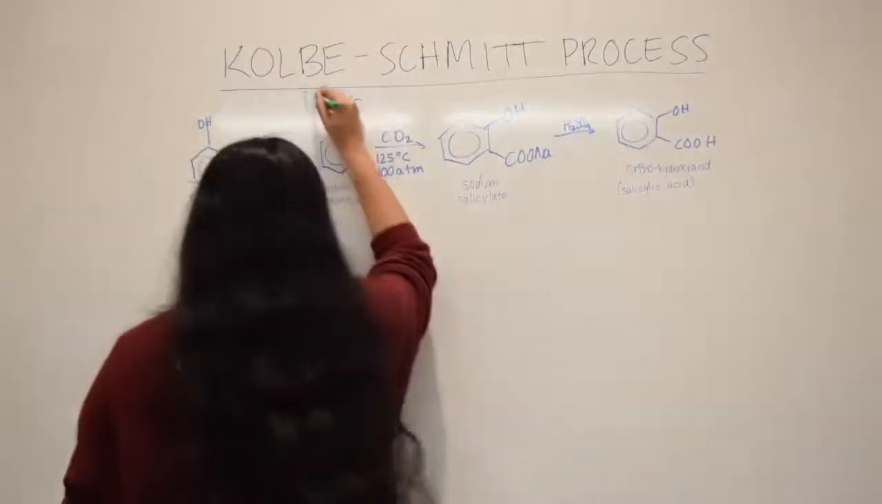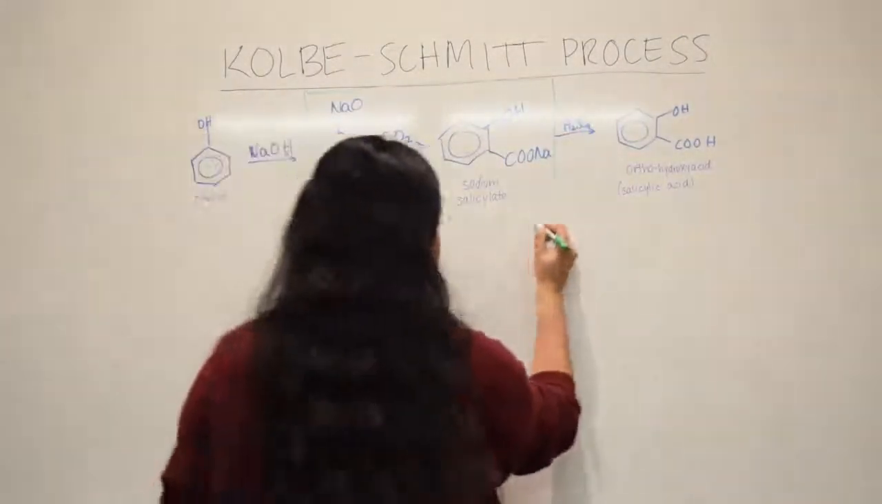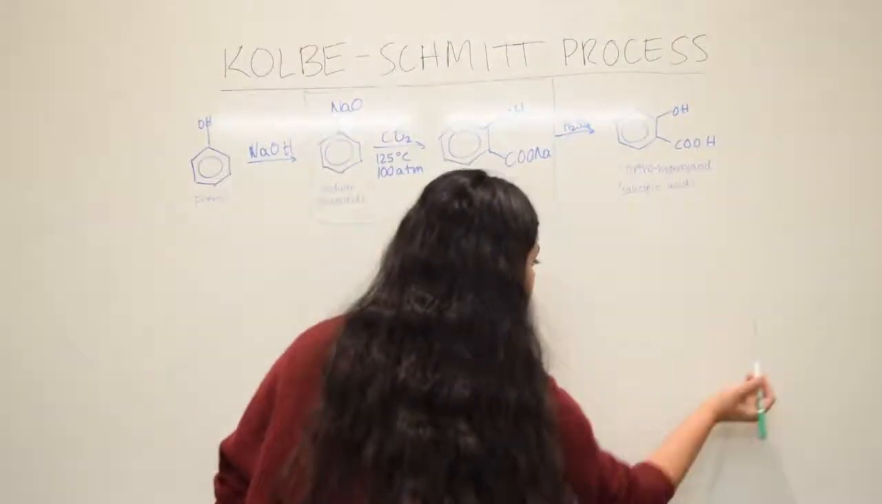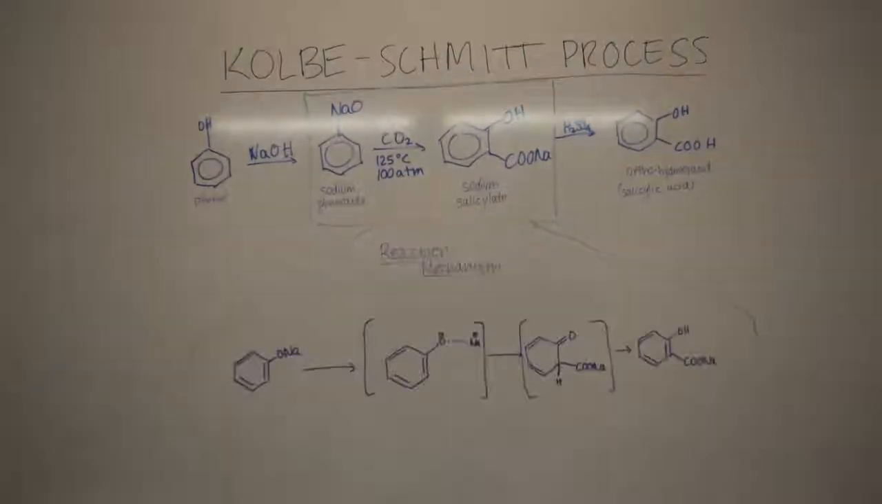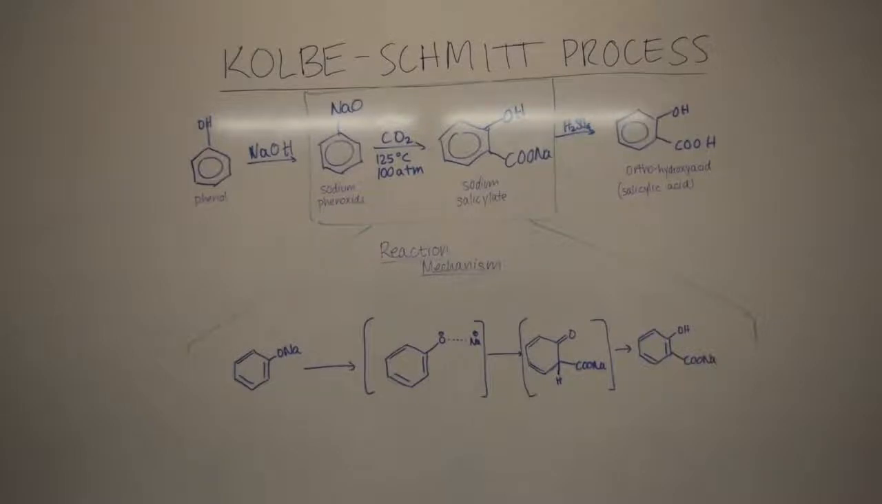Now, let's look more closely at the reaction mechanism of sodium phenoxide forming into sodium salicylate. Gaseous carbon dioxide is reacted with sodium phenoxide, and here, carbon dioxide acts as an electrophile. An electrophile is a positively charged or neutral species having vacant electron orbitals that are attracted to an electron-rich center.